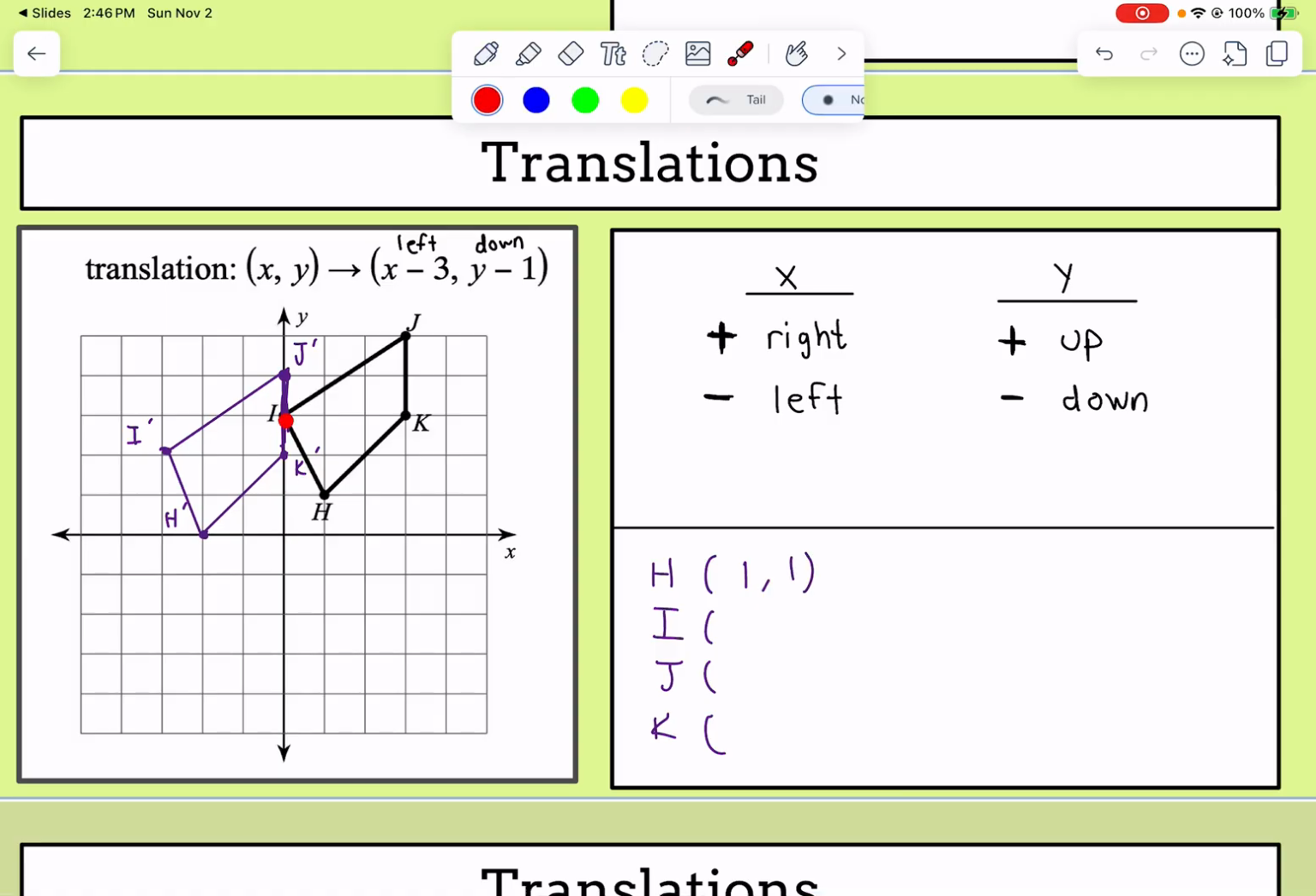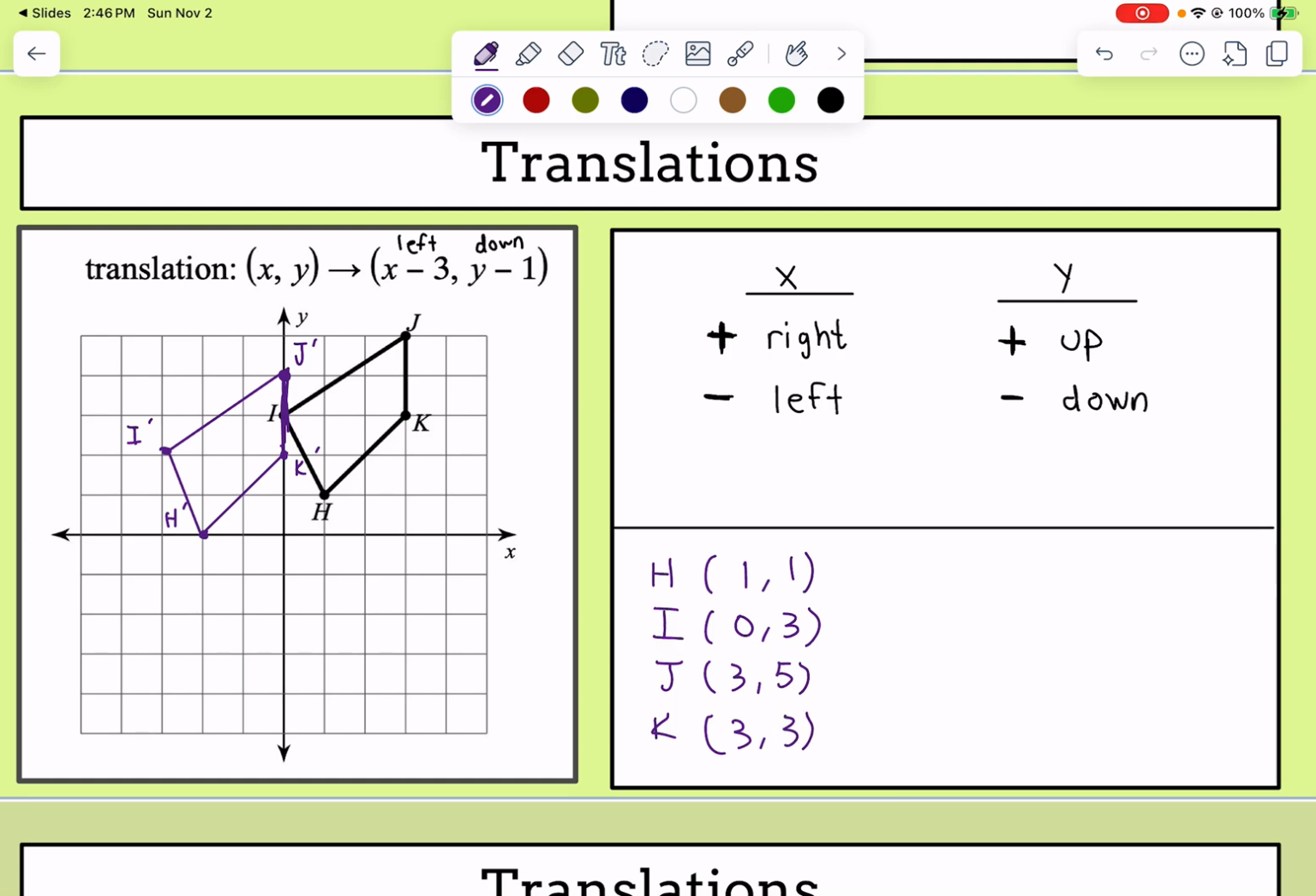I is at 0, 3. If you don't know how I'm finding these coordinate pairs, you might want to check in with your teacher. This is something you really need to have before doing this unit. J is at 3, 5. And K is at 3, 3.